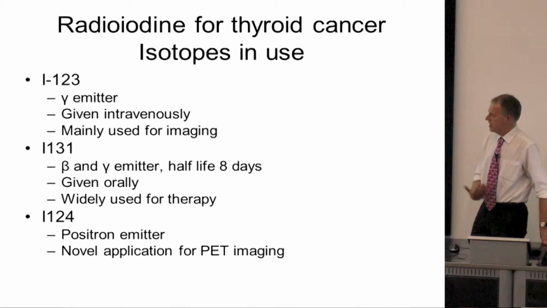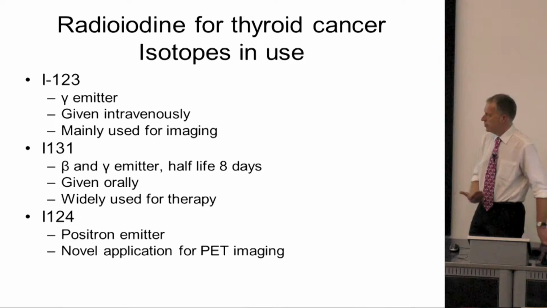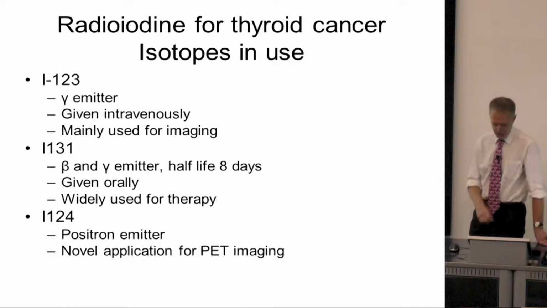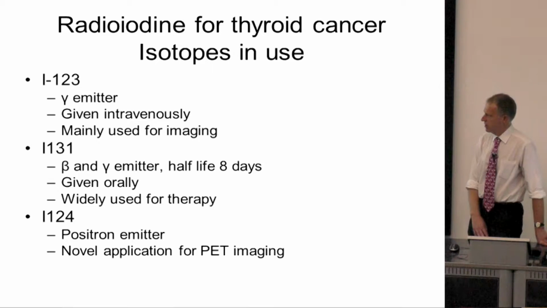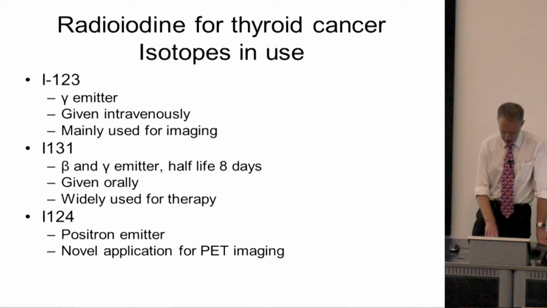The other isotope that's coming along is I124, and this is coming along with increasing use of PET, because I124 is actually a positron emitter. So a number of centres in Europe are moving to using this, and you get better images than you do with I123 scans, better resolution images. So it's another way of imaging for evidence of metastatic disease. In the UK, we don't yet have a means of sourcing the I124, so it's not something that's being used here yet, but I think it's something we will see coming in.